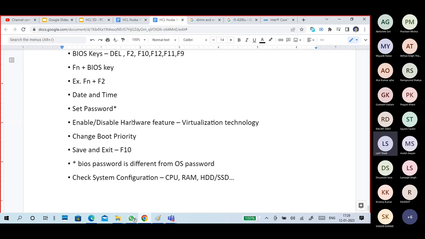Guys, what is the use of going to BIOS settings? You may want to change the date and time, set a password, change the hardware features or hardware settings, change the boot priority, or just see the system configuration and enable or disable devices. We can do all of it in the BIOS settings.